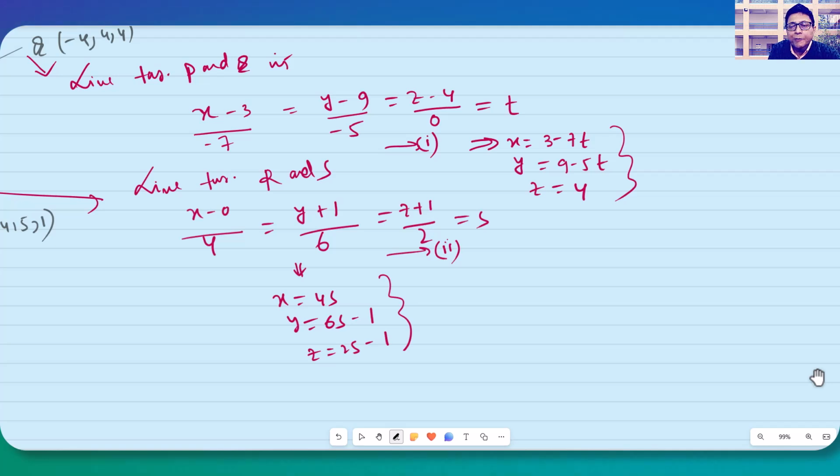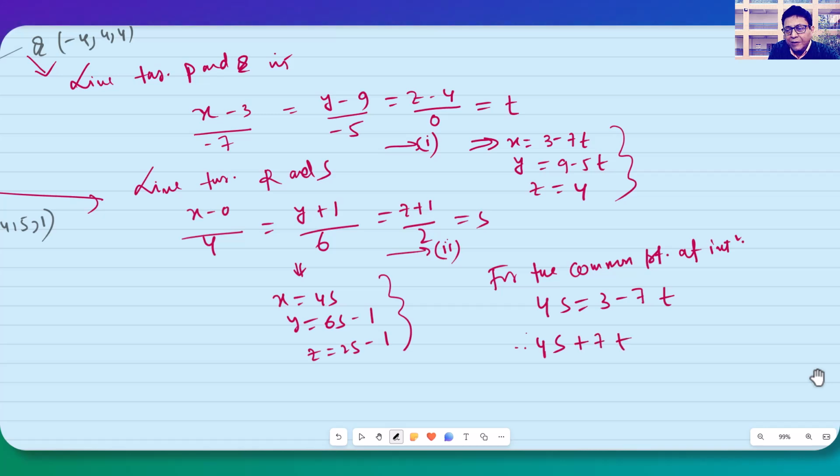So if we compare for the common point of intersection, what do you get? 4s equal to 3 minus 7t. So 4s plus 7t equal to 3, number 1. 6s minus 1 equal to 9 minus 5t.